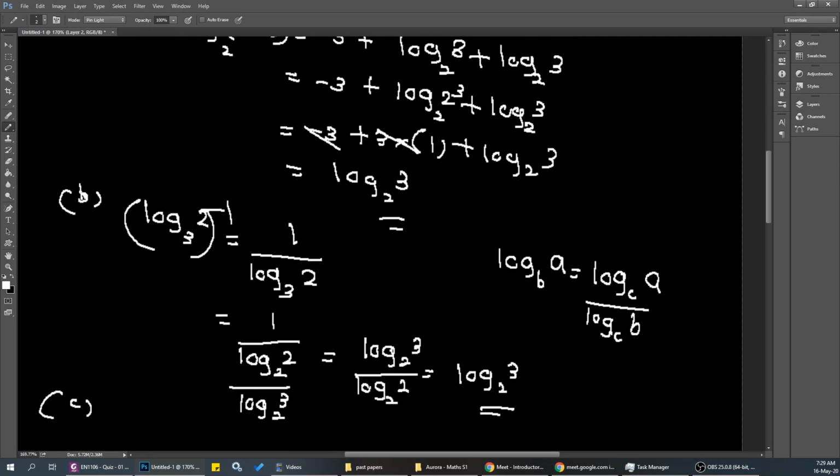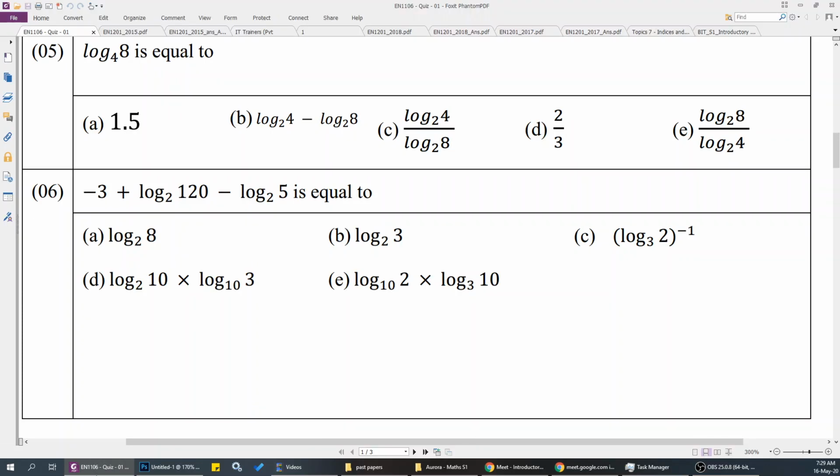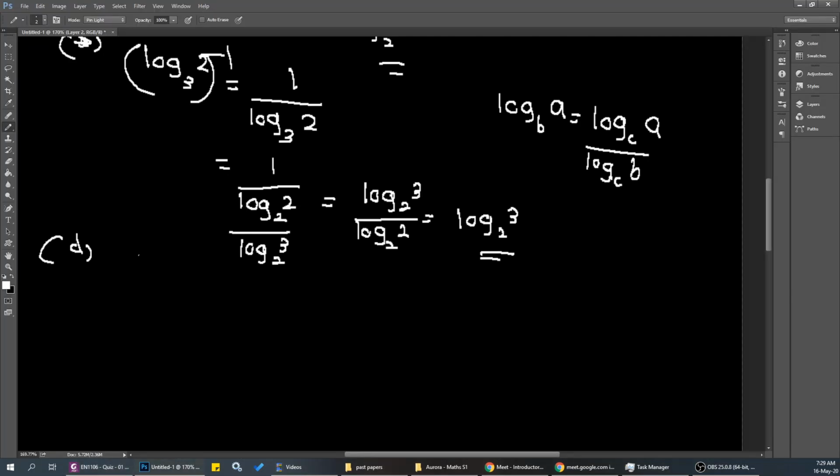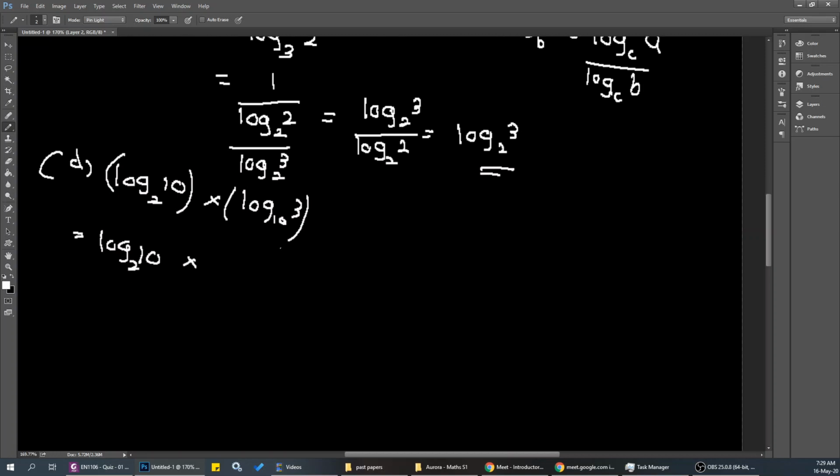This one is C, right? Anyway, now I'm trying to find D. We have log of 10 to the base... log of 3 to the base 10. So I'm trying to convert this whole thing into base 2. We already have base 2 here, right? And I'm trying to convert this to base 2. We can write it as log of 3 to the base 2 over log of 10 to the base 2.